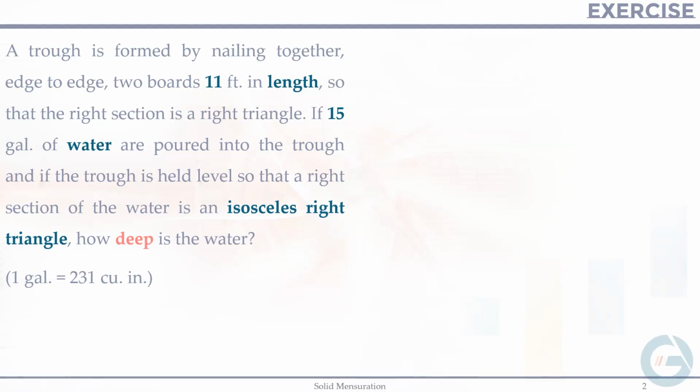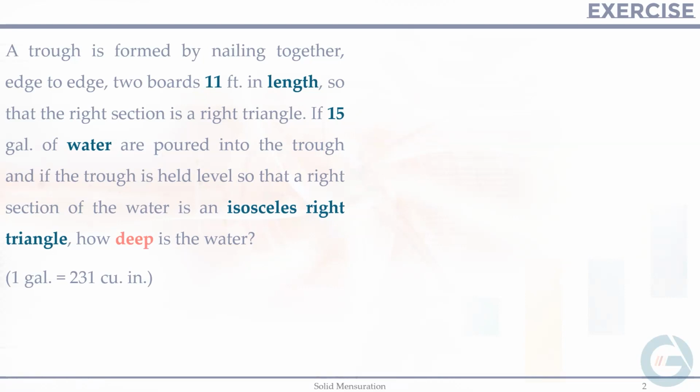And if the trough is held level so that a right section of the water is an isosceles right triangle. So when we say isosceles right triangle, two sides are equal. So the question is how deep is the water? And another given to the problem is that 1 gallon is equivalent to 231 cubic inches.